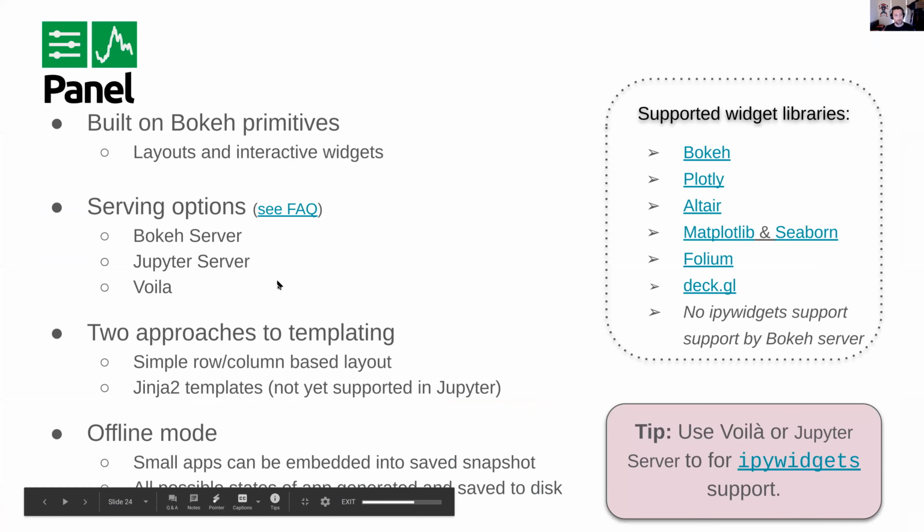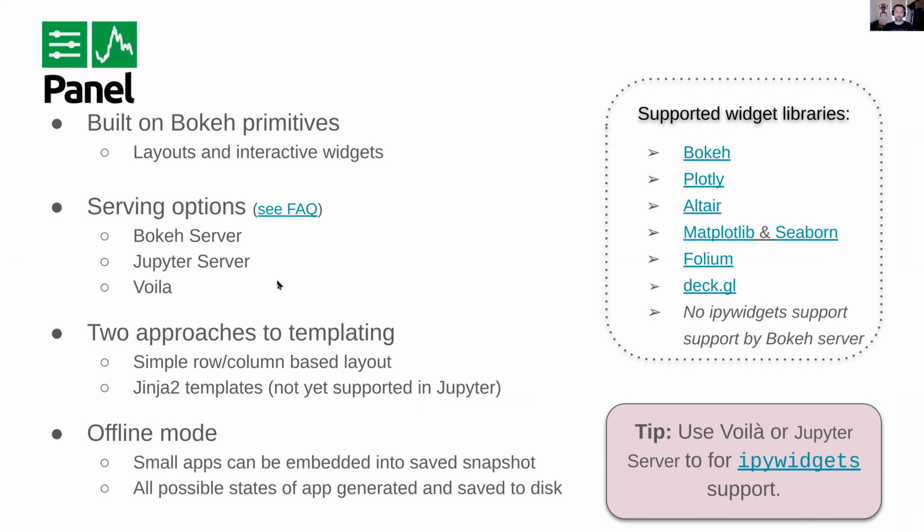So yeah, Panel is built on Bokeh, like I mentioned before. Interestingly, it has three different ways that you can serve the dashboard or the app that you've made: using the Bokeh server, using Jupyter itself, or, and this is useful if you need IPy widget support, Panel doesn't support that itself, but if you use Voila to do the serving. What I mean to say is the Bokeh server doesn't support that itself, but you can use Voila to do the serving.